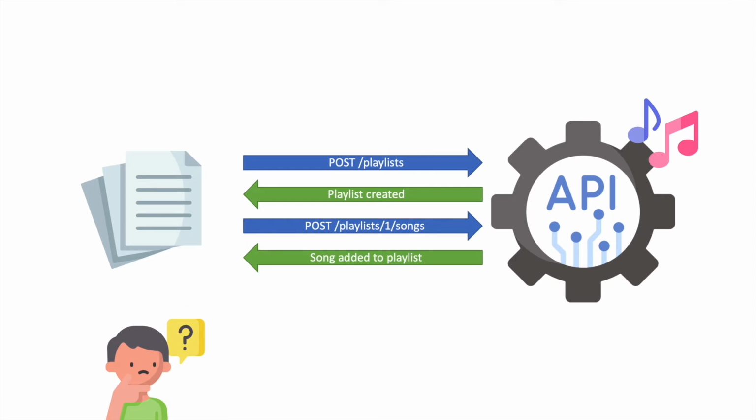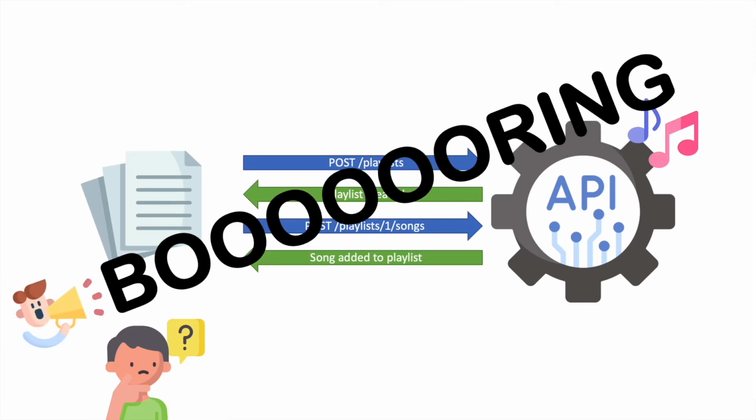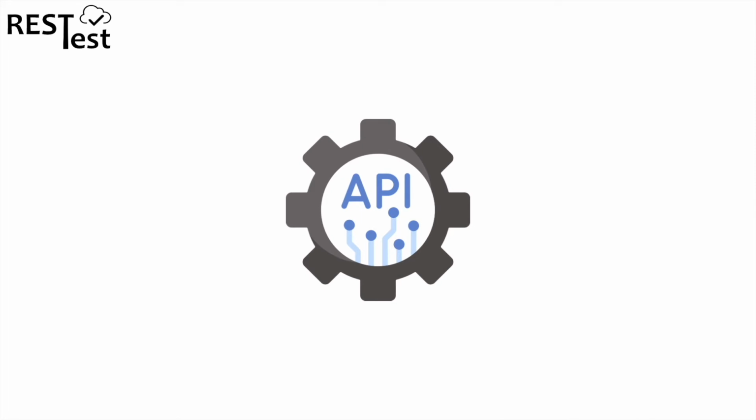Let me tell you something. This is boring and repetitive. You should be focusing on other stuff that really requires human intervention. That's right, testing your API requires little human intervention from you, and most of the work could be done by robots. With the RESTest testing ecosystem, this is how it works.